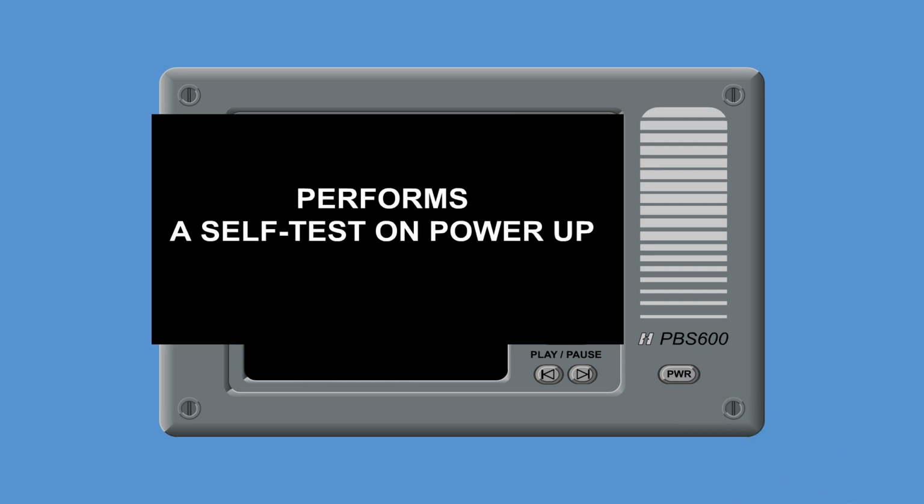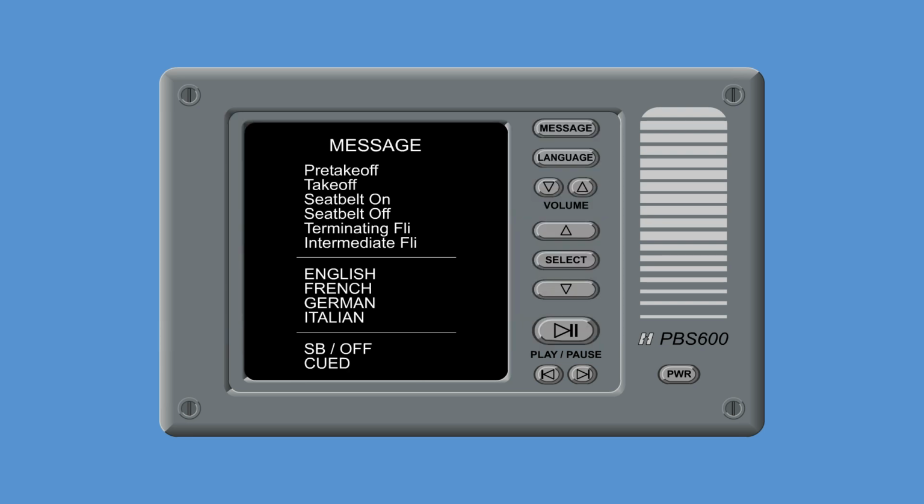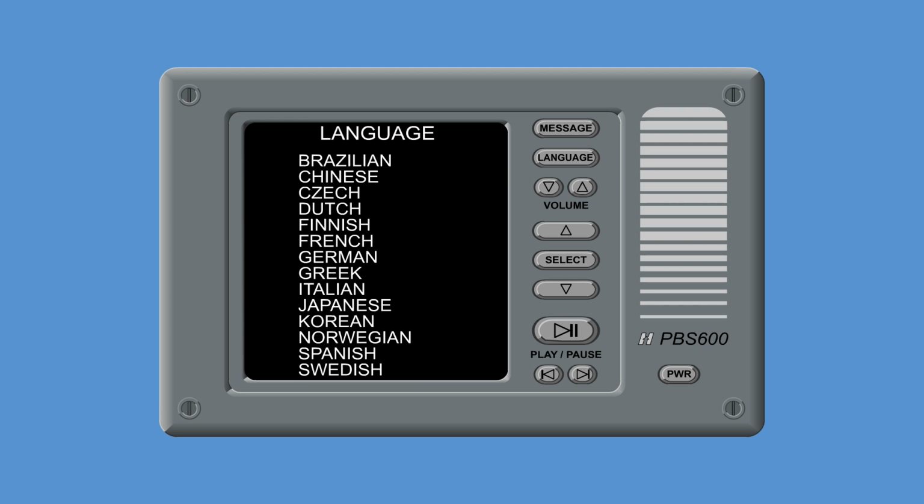To turn the pre-recorded announcement assembly on, the power button has to be pressed and released. A self-test will be performed, and a selection menu will appear on the liquid crystal display. By pushing and releasing the language button, a list of up to 63 different languages is displayed.